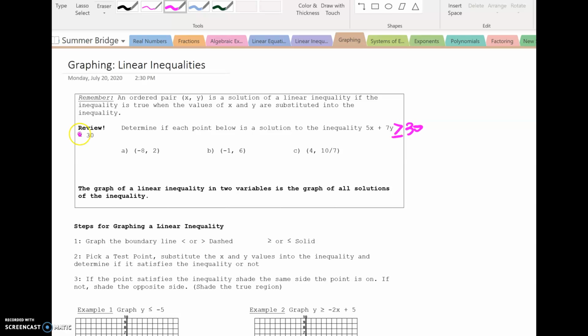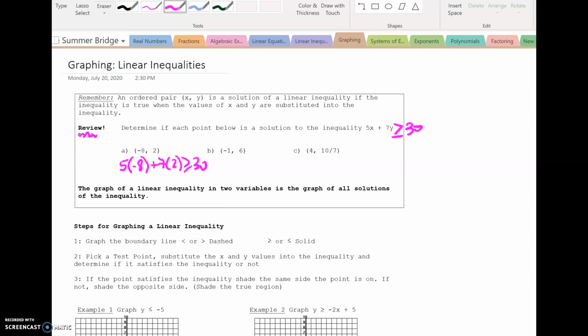I have a few different options, so I'm going to plug these into my x, y coordinates. For example, for A, I have 5 times negative 8 plus 7 times 2, and that has to be greater than or equal to 30.